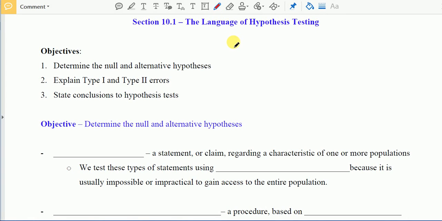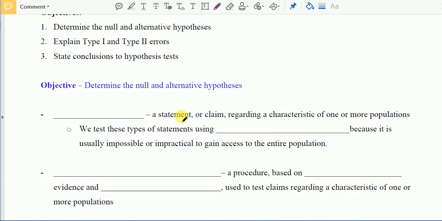The first section is section 10.1 in the package, or 8.2 in the textbook. This section is about the language of hypothesis testing. In this section we will determine the null and alternative hypothesis, the type 1 and type 2 errors, and also learn how to state the conclusion to the hypothesis test.